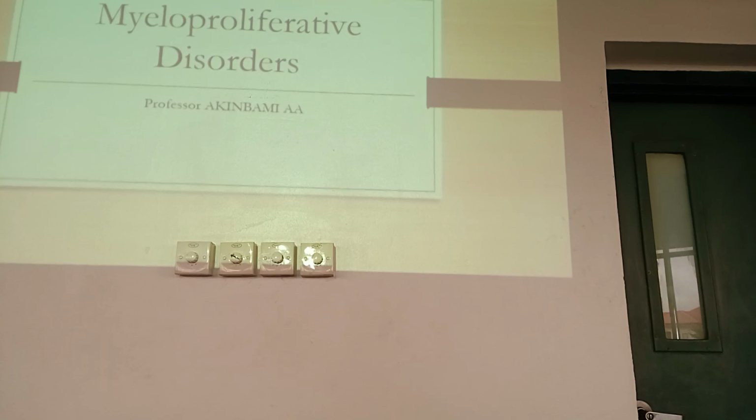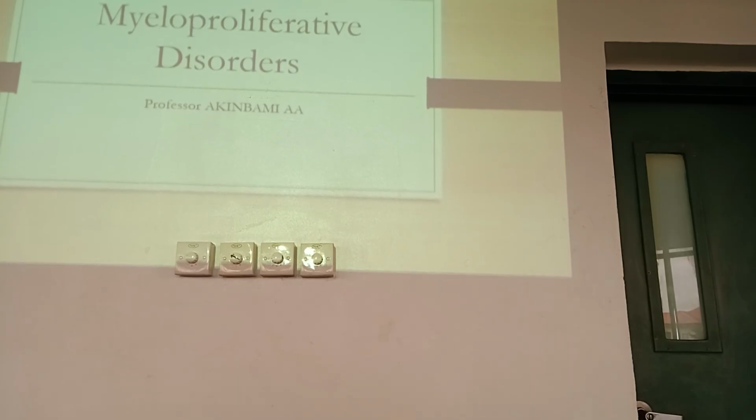So myeloproliferative disorder is otherwise known as myeloproliferative neoplasm because of a particular mutation. The mutation at times cuts across the three cell lines, but at times is specific for a particular cell line, like BCR-ABL, specific for what? CML. You have other mutations known as JAK2, Janus kinase 2, that cut across polycythemia, essential thrombocythemia, and myelofibrosis.